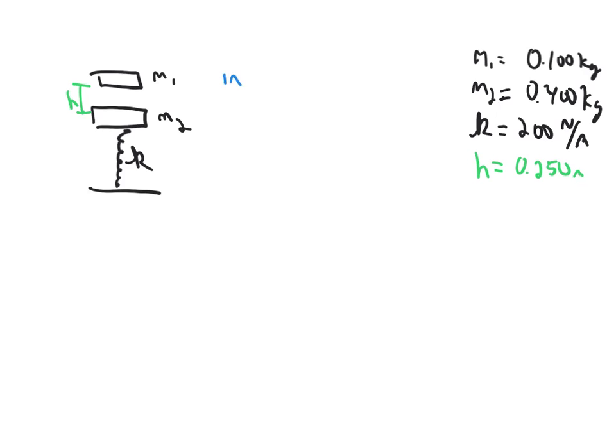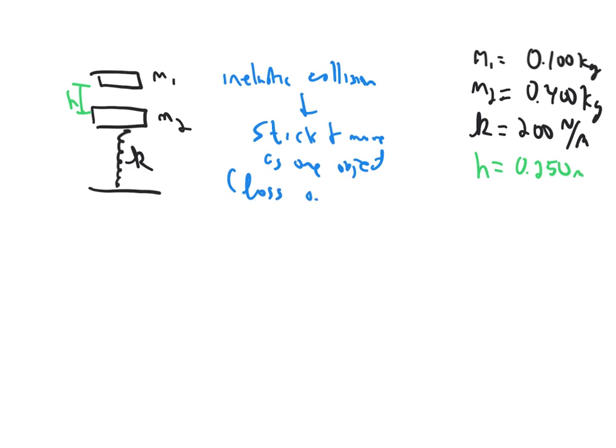One, inelastic collision means that they stick and move as one object, which means loss of kinetic energy. That's going to be important. And then two, short time.